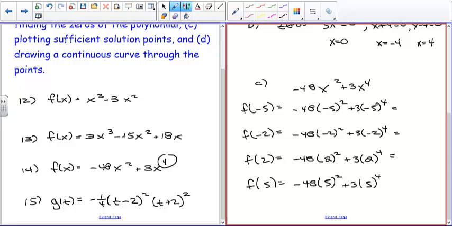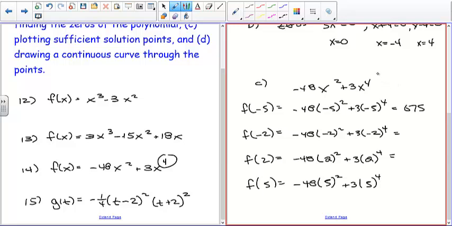So you've got negative 48 times negative 5 squared plus 3 times negative 5 to the 4th power. Whoa, is that really 675? So we've got 5 to the 4th power, 625, times 3, 1875. Then we subtract 48 times 5 squared, which is 25. Get 675. So it is right.